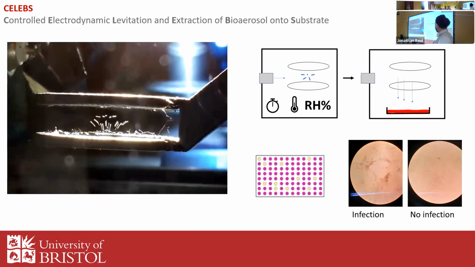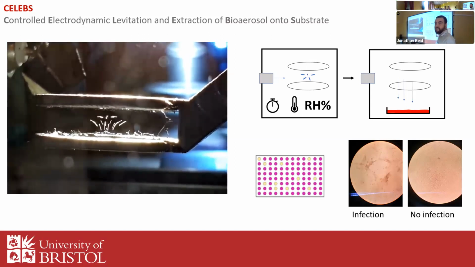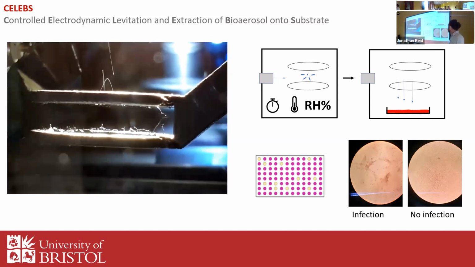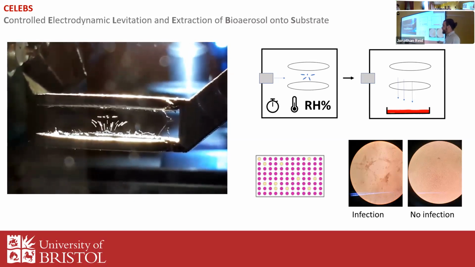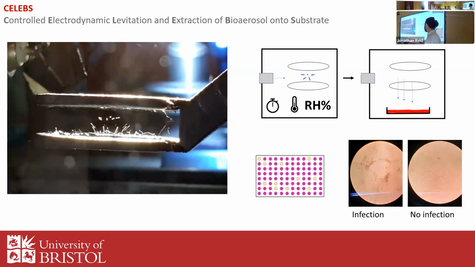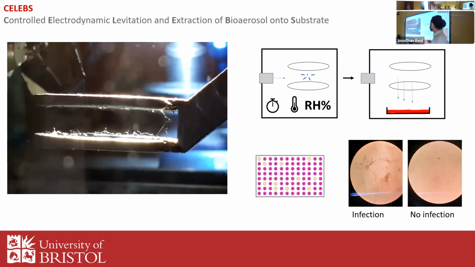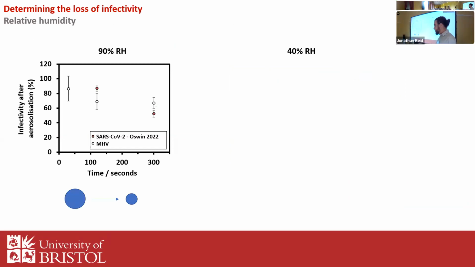So we put this collection media onto a 96-well plate with some cells in, and we can determine the infection or no infection. This is an infectivity assay. This is how we see how viable the pathogen is. And this is the kind of data that we get.